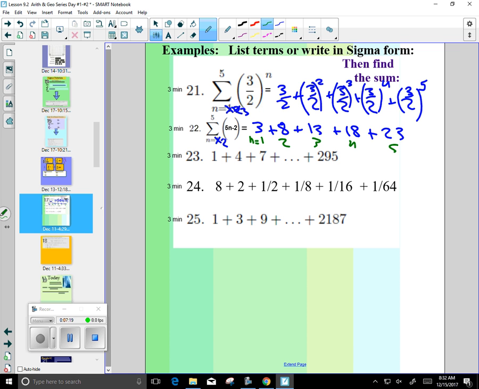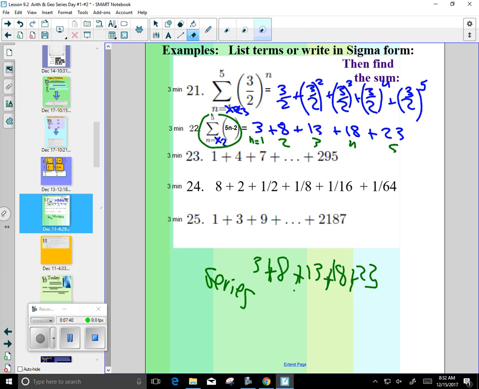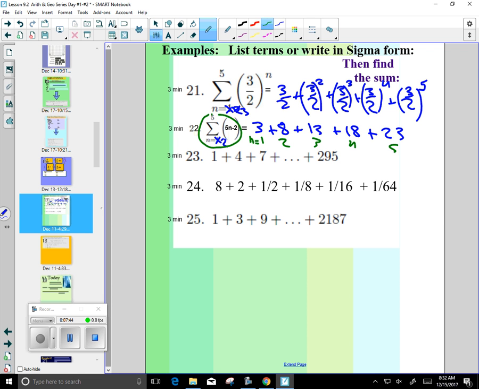You're good with that? Now the difference between this and yesterday is we would just list 3, 8, 13, 18, and 23. But now, when you put the sigma, that means you add them all up. So this is called a series. Okay. All right, so then that's the sum.